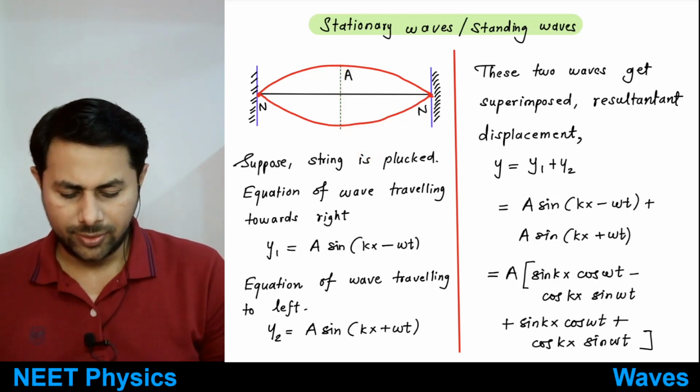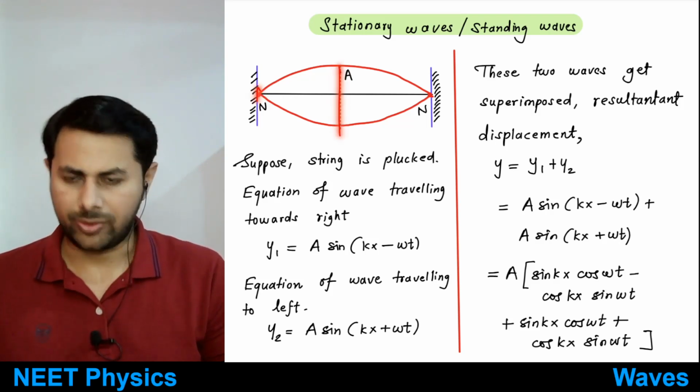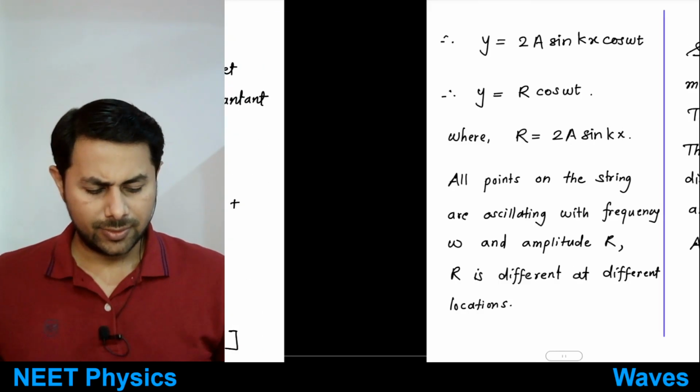So what is the separation between a node and antinode? It's lambda by 4. The separation between a node and an adjacent antinode is equal to lambda by 4. Okay, is this thing clear?